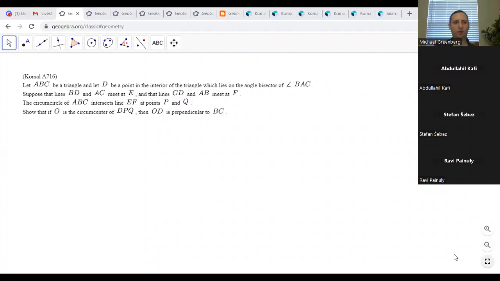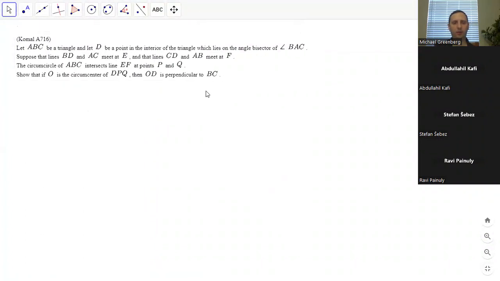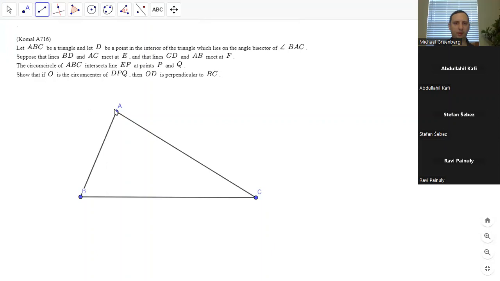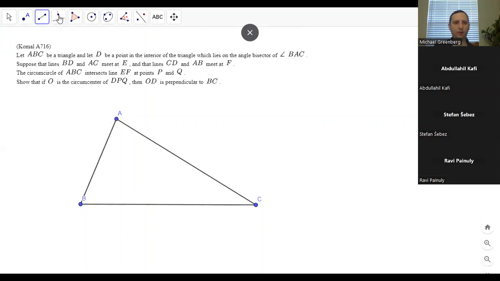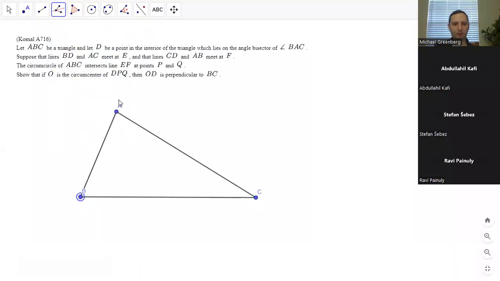Here is the first problem. I think this might have been from a previous year. I tried to find the problems from 2023, but I'm not sure if they're out yet. So we have a triangle ABC, and D lies on the angle bisector. D is any point on the angle bisector. Hey Shreya, thanks for joining.